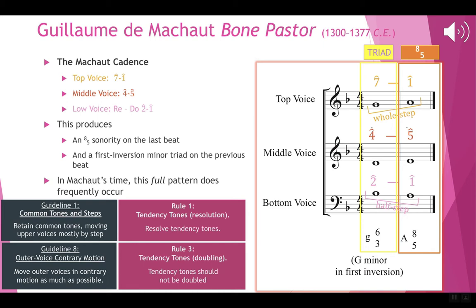Guideline 8, outer voice contrary motion. Leitz is going to advise us to move outer voices in contrary motion as much as possible. Is Guillaume de Machaut doing this? G, A, going up, B flat, A, going down. So yes, he is actually doing that. Interesting. Thank you, Guillaume. Would like to hear it one more time.